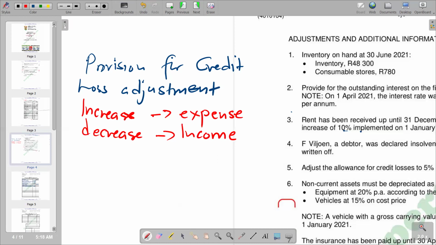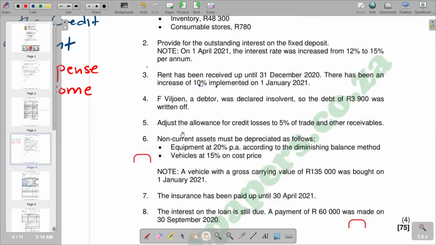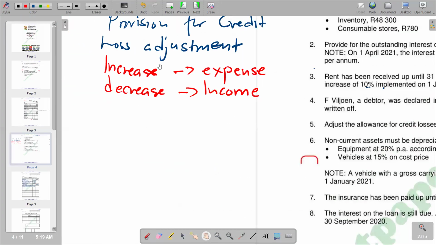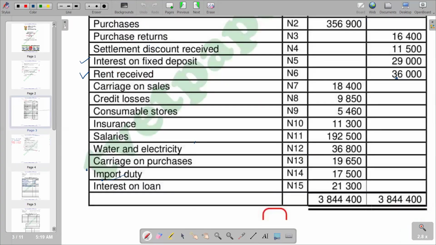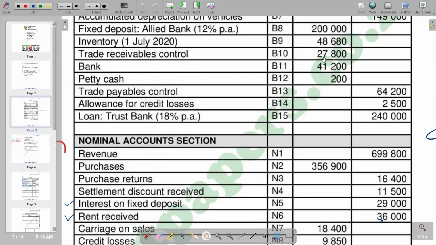So you need to verify it before you leave the other income section to see if it qualifies. By calculating it, we're going to calculate the level of provision for credit loss for the current period. Then we compare it with the previous period level that will be given in the pre-adjustment trial balance. For the current period, if you go to information given, information 5 reads: adjust the allowance for credit loss to 5% of trade and other receivables. So on the calculation, we are going to say 5%, which is 5 over 100, and then we multiply with the trade receivables control. The figure we'll be looking for is 27,800.